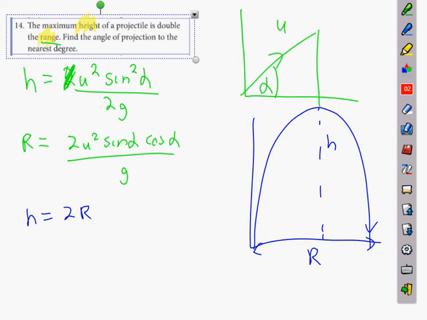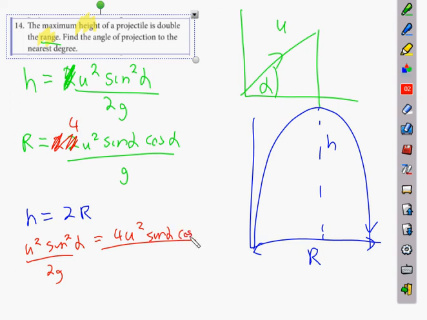So what we do is we put a 2 here, so it turns out to be 4u squared. And now we put both formulas equal to each other. So u squared sine squared alpha over 2g equals 4u squared sine alpha cos alpha only over g, not 2g, g. Now, looking at the two of these, I'll have to put another 2 on the bottom and a 2 on top. 2 multiplied by 4 gives me 8.